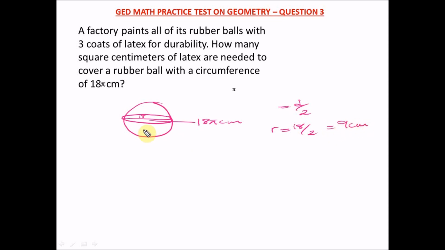9 centimeter, which is half of our diameter. So from here to here is 9 centimeter. All right, so we've gotten our radius.